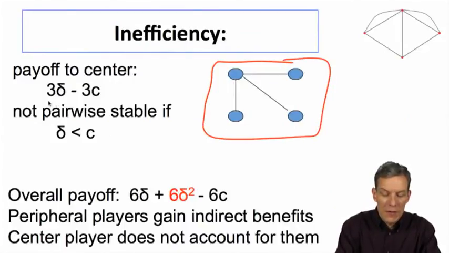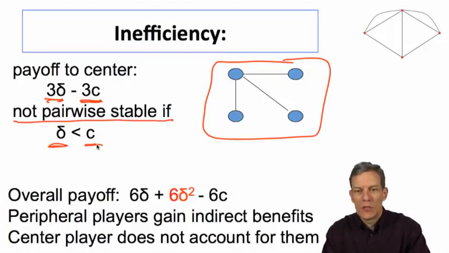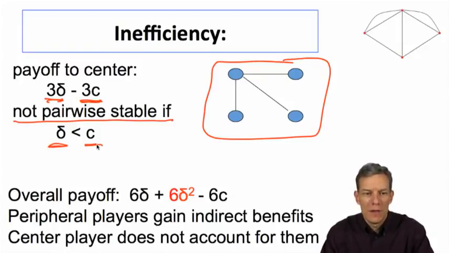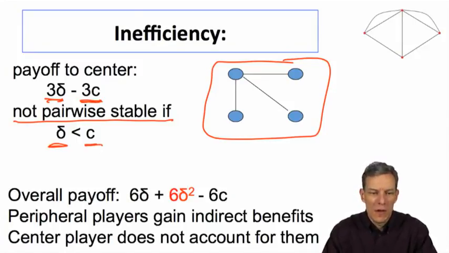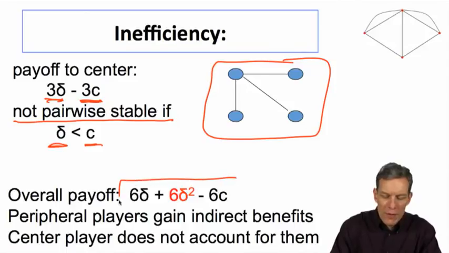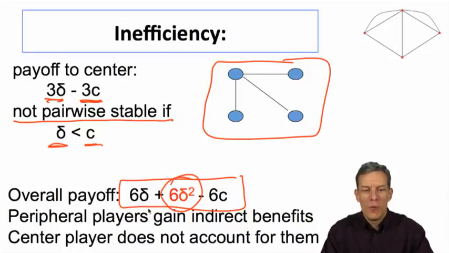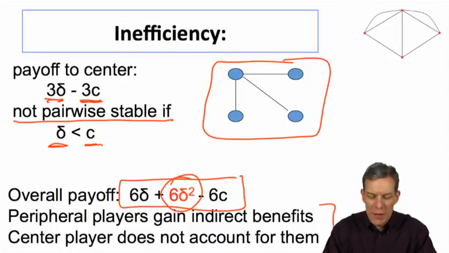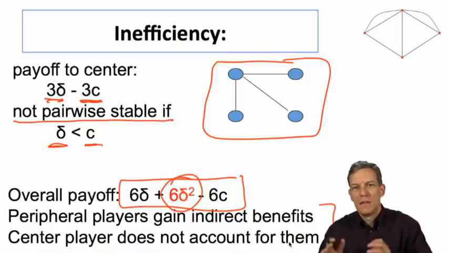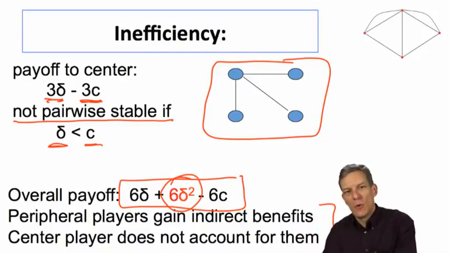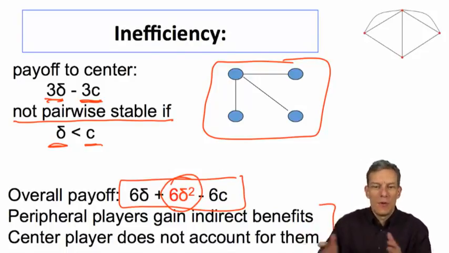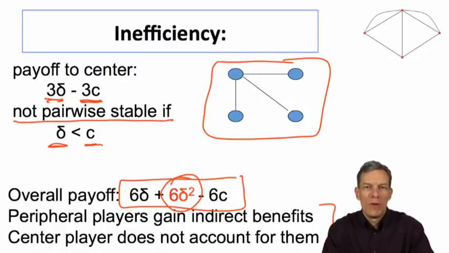Okay. So, for instance, if we look at a star in this case, what do we get? We get the payoff to the center, 3 deltas minus 3 C's. It's not going to be pairwise stable if delta is less than C. They're paying too much cost. They're not getting any indirect benefits. The center says it's not worth it. Yet the overall payoff has these extra delta squareds. And so the peripheral players are actually getting indirect benefits, and the center does not get those. So the center is willing to sever the links, even though the peripheral players would rather have the center maintain the star.